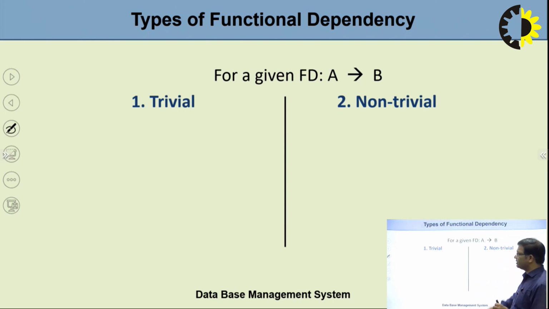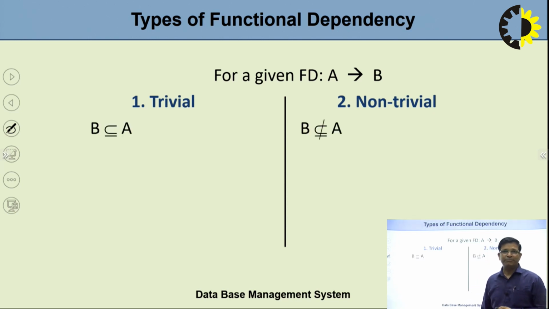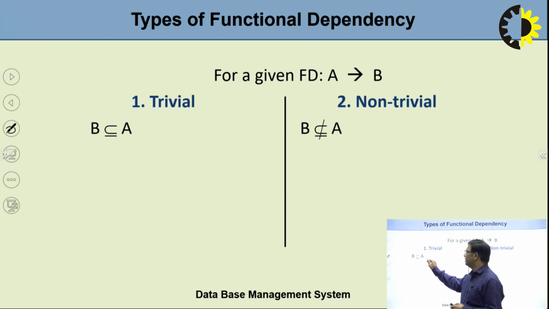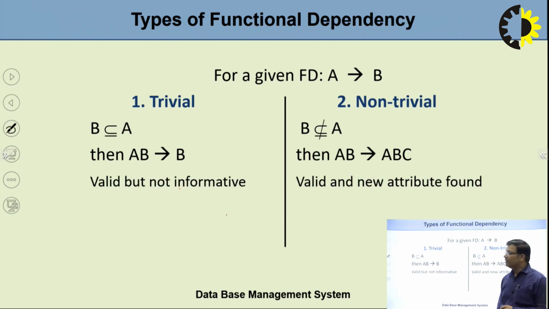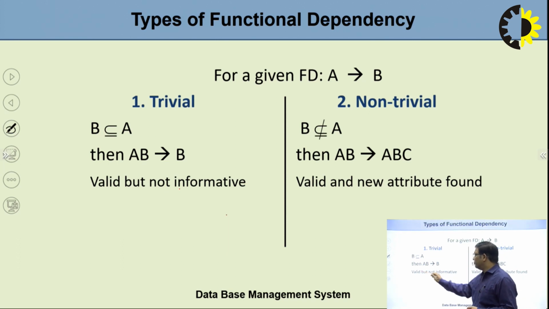And in non-trivial cases, the dependency is valid, but some new element can be identified. Let's take an example: B is a subset of A, and B is not a subset of A. In this case, AB tends to B, and in this case, AB tends to ABC, just because of this is not a subset. Okay, so this is valid, but not informative, because if we cut this B to this B, can any new element be identified on the basis of A? No. So this is not informative.